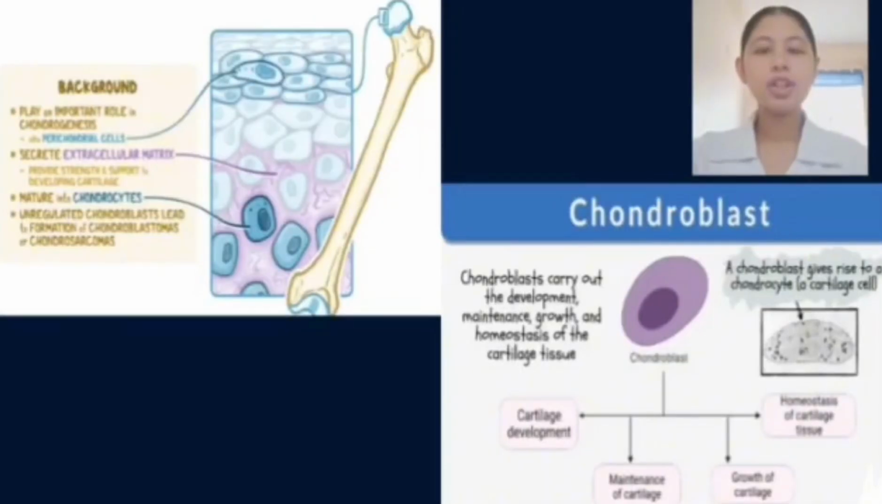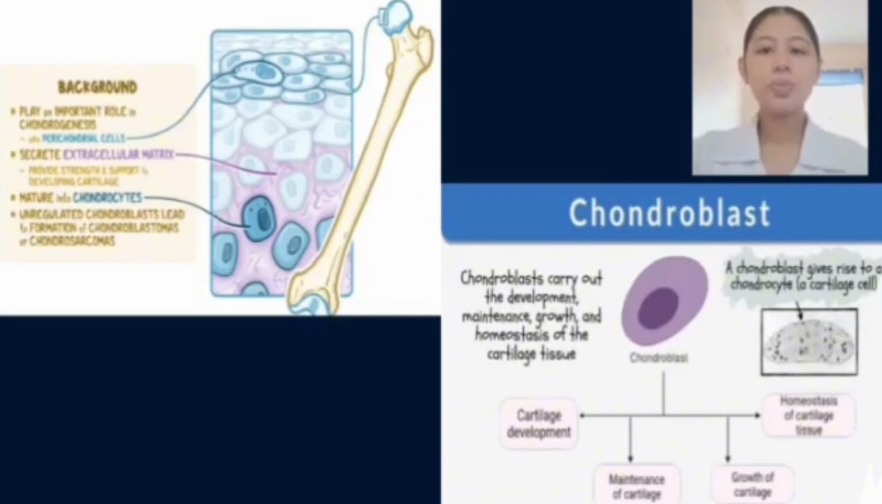So, chondroblasts, also known as perichondrial cells, are cells that play an important role in the formation of cartilage, or chondrogenesis. They secrete the extracellular matrix, which is composed of various substances, including collagen, proteoglycans, glycoproteins, hyaluronic acid, water, and macromolecules. Chicken feet are one example that is composed of collagen and cartilage.